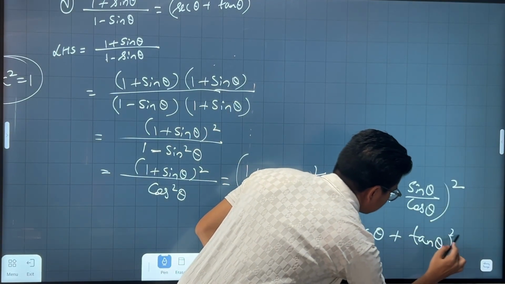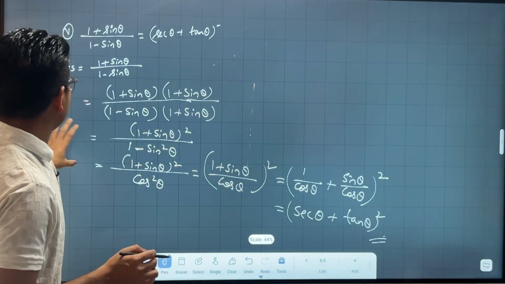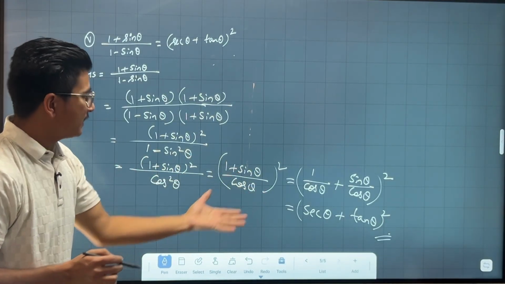If you have not seen that video where I have uploaded the formulas, please go through that video and you will find everything to be very easy. And this is the right hand side, hence proved.